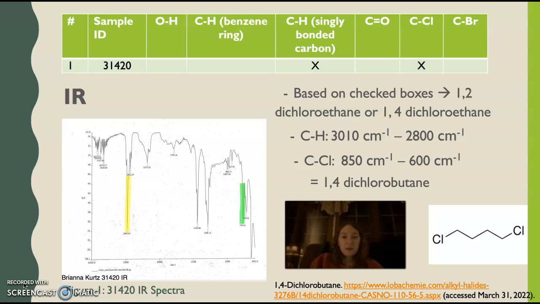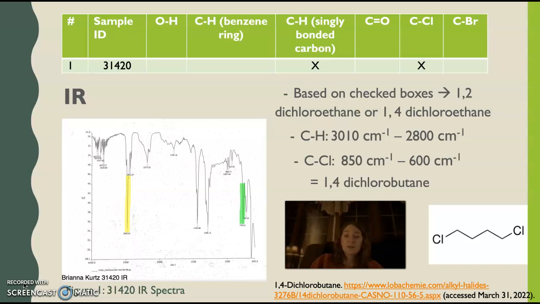The sample data is shown above. It shows that a CH singly bonded carbon was found. This is evident through the yellow highlighted part between the 3010 inverse centimeters and the 2800 inverse centimeters. The C-Cl is also evident between the 800 inverse centimeters and the 600 inverse centimeters. This is highlighted in green on the graph.